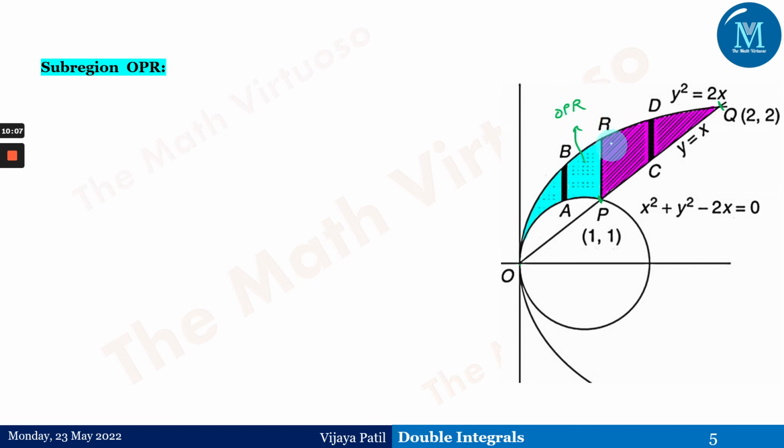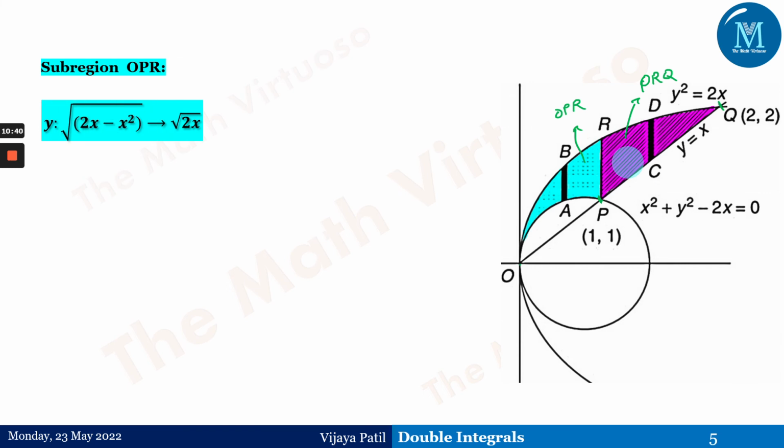And similarly the other region is RPQ, which is colored with the pink color. So PRQ is the region. This entire region is getting divided into two because of this point P. The lower end of the strip is shifting from the circle to the line after the point P, and that's the reason it is getting divided into two different subsections.